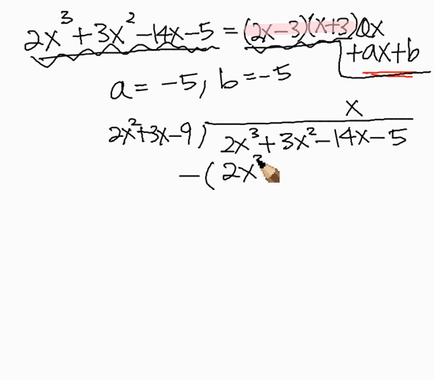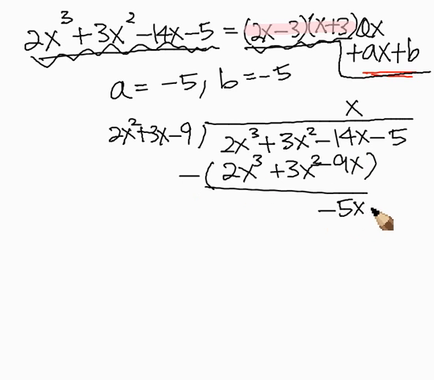So 2x cubed, 3x times x, minus 9x. Minus 14x minus 14x plus 9x gives minus 5x, minus 5. Okay, so there's nothing we can do. q(x) is just x. And we can write it simply as this.